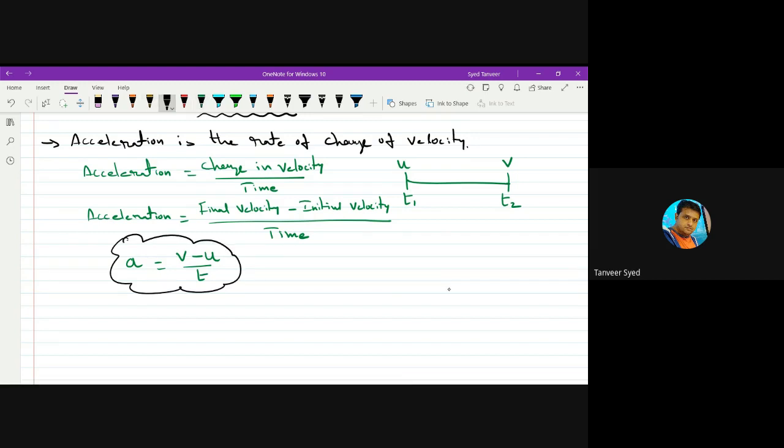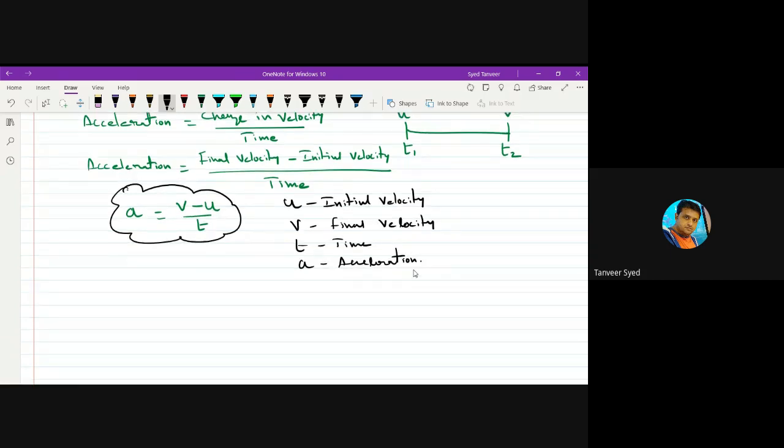What is a here? Or what is u here? First of all, initial velocity. U represents initial velocity. V represents final velocity. You can remember them like U comes first, V comes later. So first is initial, last is final. UV. Then T is time, and A is acceleration.